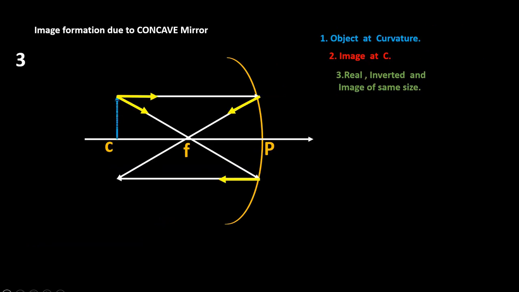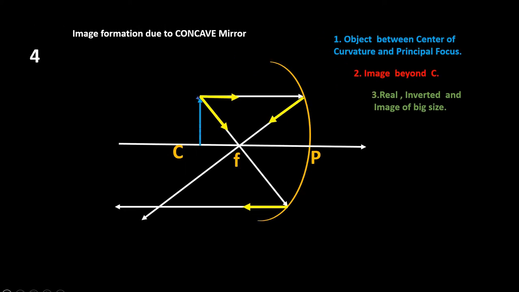The third case of image formation is when the object is at C. If the object is at C, then the image is also formed at C, but this image is real, inverted and of the same size. The fourth case of image formation is when the object is between the center of curvature and the principal focus, and in that case the image is formed beyond C.